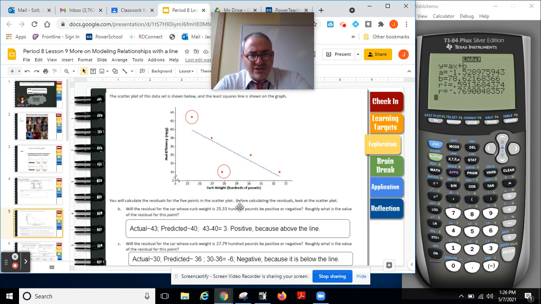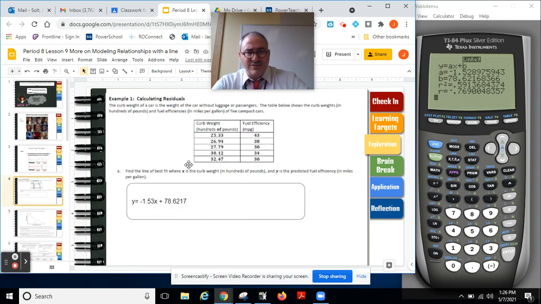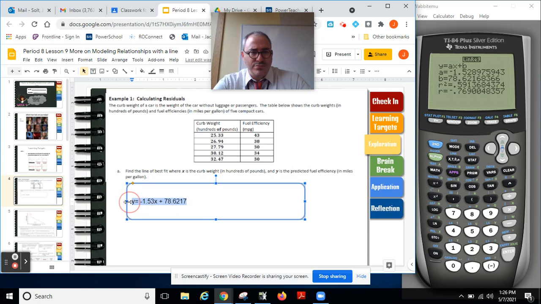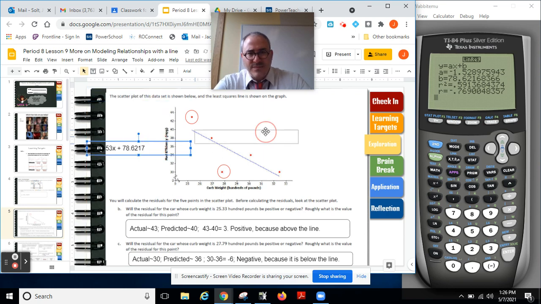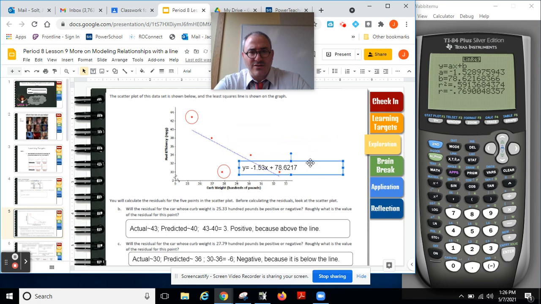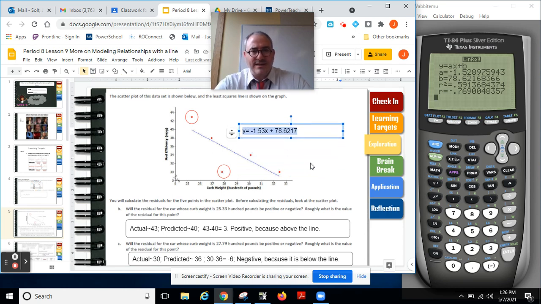It says we will calculate the residuals for the 5 points. Will the residual for the car whose curb weight is 25.33 be positive or negative? So let's calculate the residual. Define the residual. Need to use this formula that I have. I'm copying it, and then I'm going to maybe paste it over here. There we go. Paste it where I can see it maybe. There we go. Good.